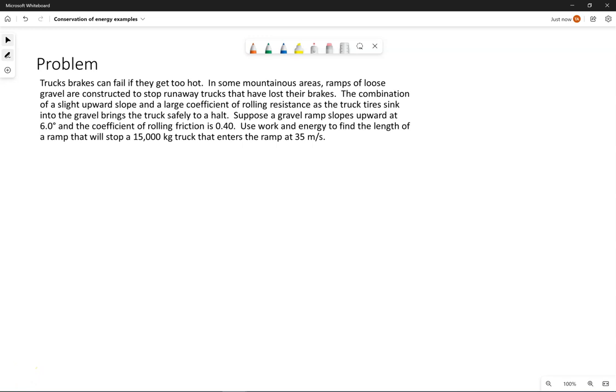Here we have another problem that we're going to look at. Trucks' brakes can fail if they get too hot. For anyone that lives near mountains or drives through canyons, you've probably seen the runaway ramps to help trucks stop if their brakes fail. So here, I'll draw my picture over to this side.